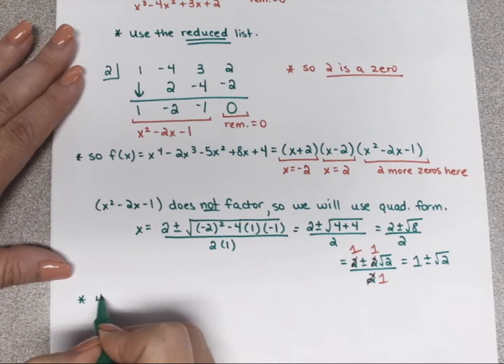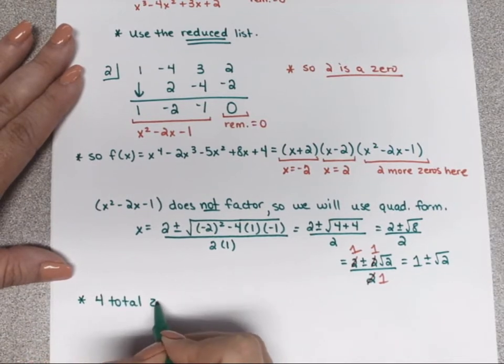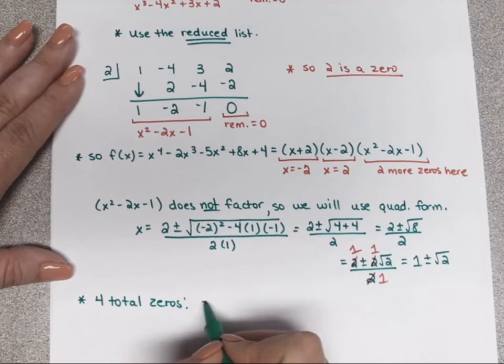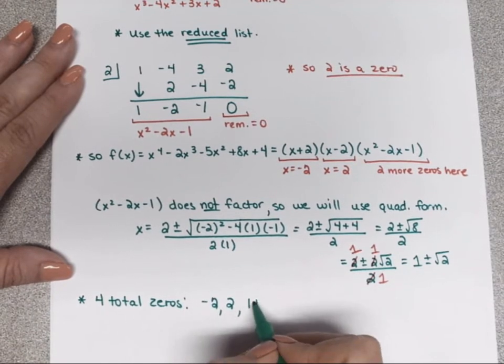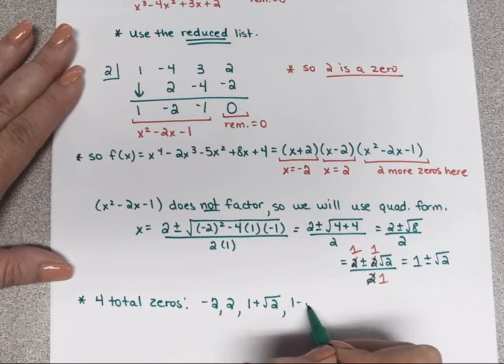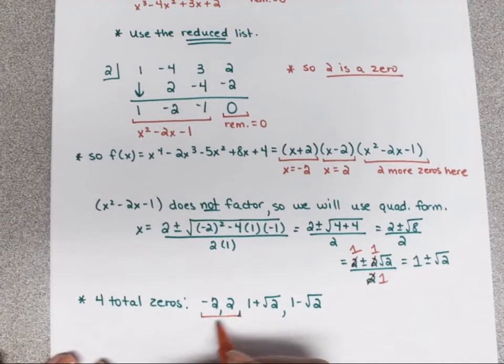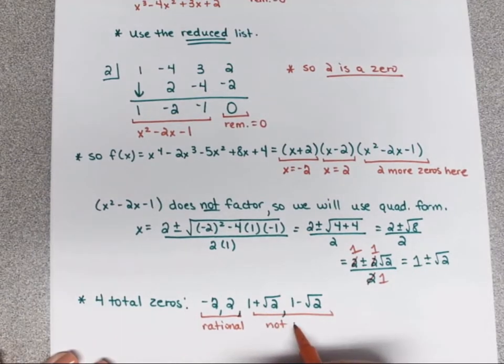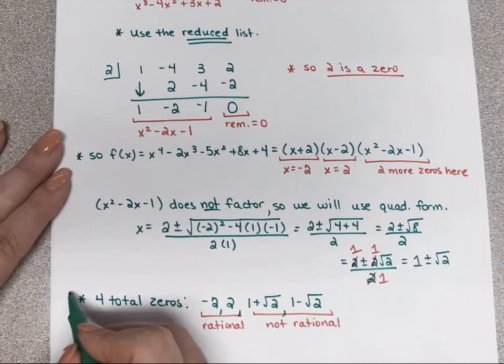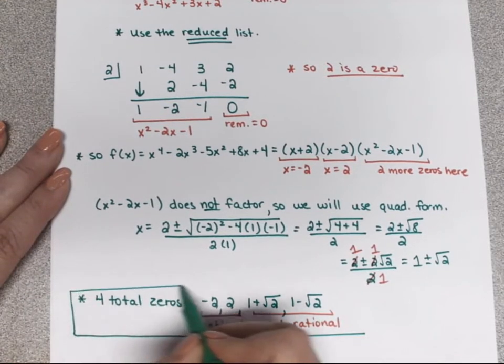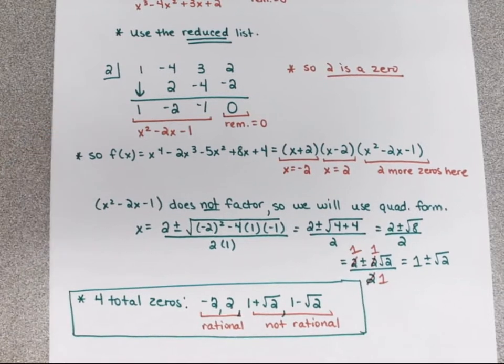So the 4 total roots then, the 4 total zeros were -2, 2, 1 plus square root of 2, and 1 minus square root of 2. Okay? Notice these are rational, and these are not. So what's kind of our process? We don't start with the ugly, non-rational things. We start with the what? We start with the pleasant things that we think we can find, right? And then we move on finally to the ones that are a little uglier.